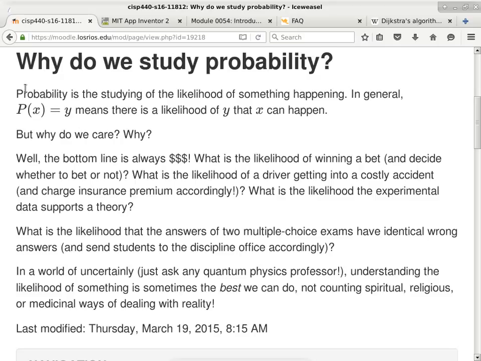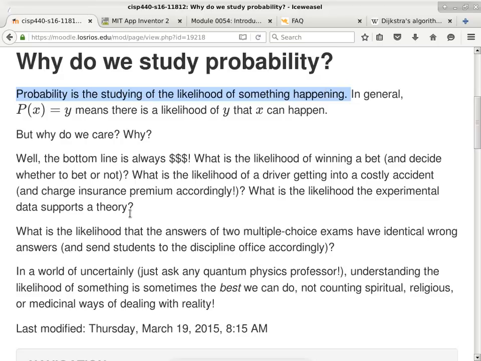Okay, so probability is basically the studying of the likelihood of something happening. The general form or the usual notation is P(X) equals Y. X describes what you are interested in, and Y is the actual probability. Y as a probability is always going to be a number between 0 and 1 inclusively. If it is 0, that means the probability of that thing happening is none. There's no way it can happen. If it is 1, that means it's 100%, which also means it is always going to happen.